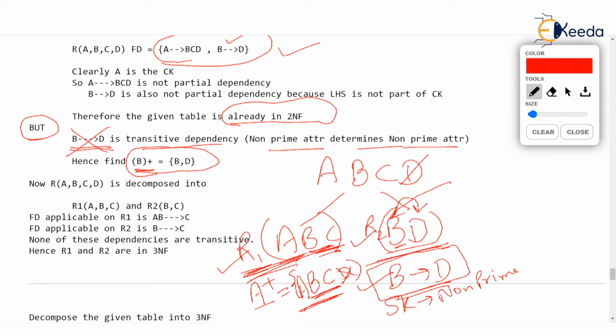So A determines BC can be true for this table, and you observe definitely that this is neither partial nor transitive. But you don't have to do this. Definitely, you don't have to do this because the dependencies need not be preserved. The decomposition need not be dependency preserving. Definitely, both these tables are in 3NF now. Thank you very much.